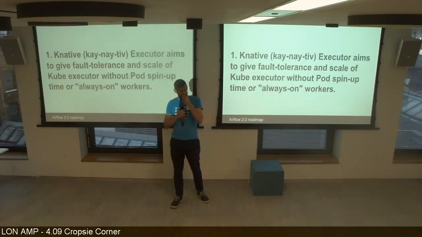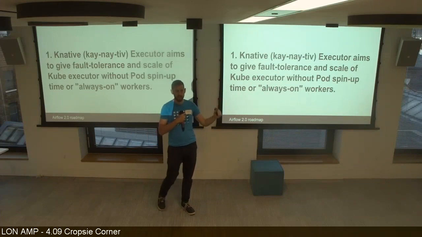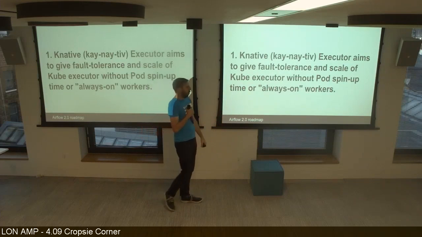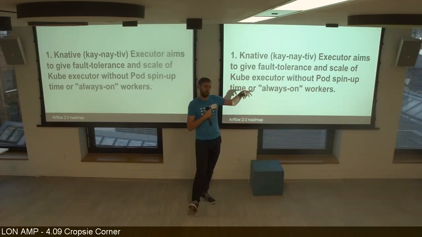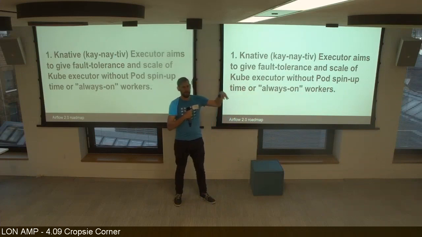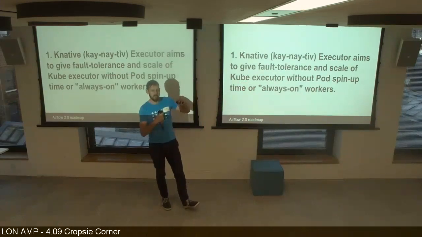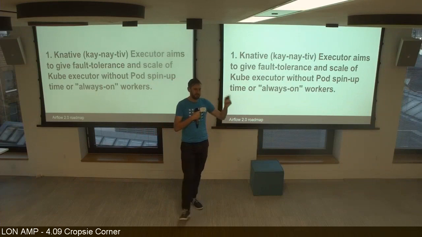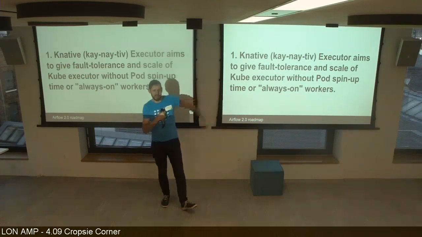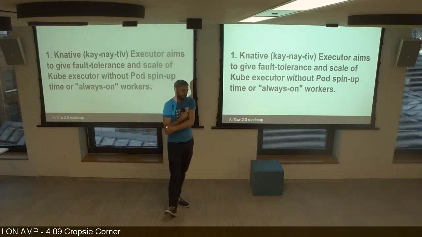Knative is a Kubernetes-native function-as-a-service kind of thing. What we're trying to do with the Knative executor is give you the balance of control and isolation of Kubernetes, but without having to pay the pod spin-up time for shorter-running pods. Because if you're using the Kubernetes executor, the spin-up time to start the pod can start to get significant if your tasks are relatively short. Knative tries to balance the power of Kubernetes with not having to pay the startup cost of the Celery worker, for instance.